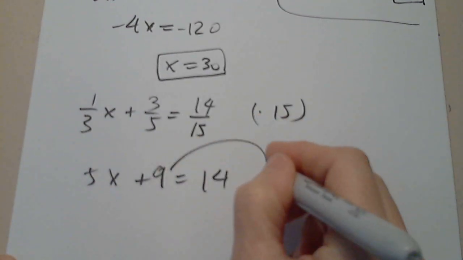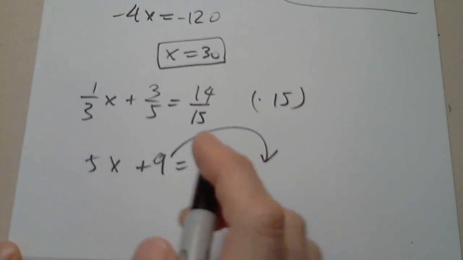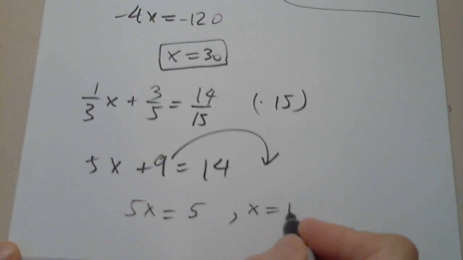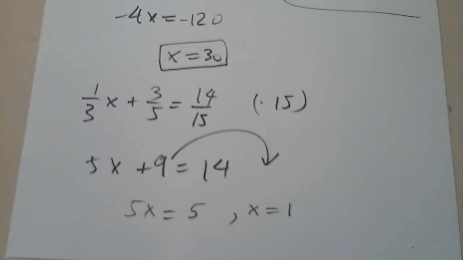I have to move 9 to the other side. And then I have 5x equals 5. So then x must be 1. Very simple to check. You can simply go back in and plug it in. Plug it in here and see if you get 14, 15.